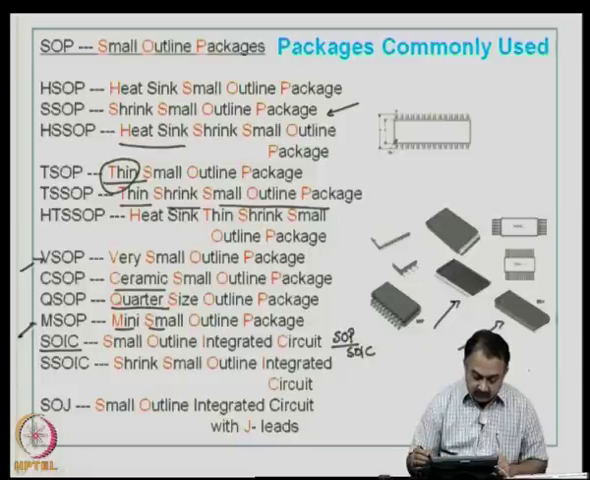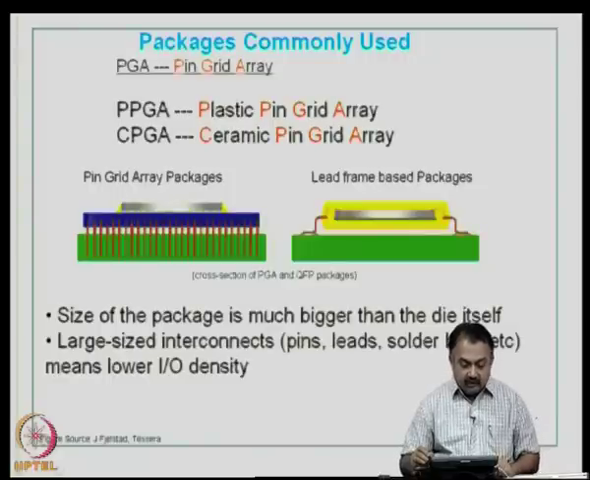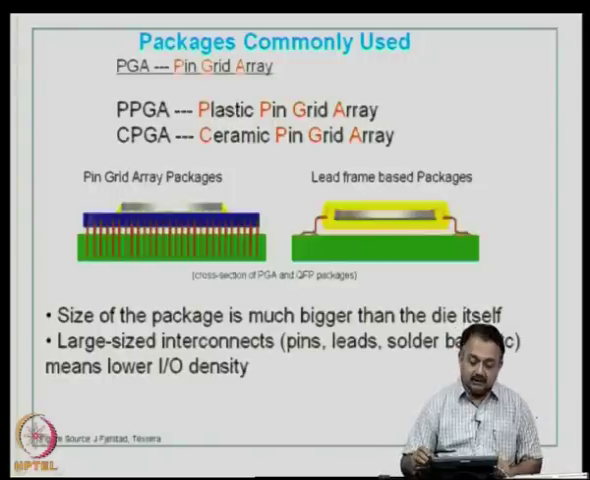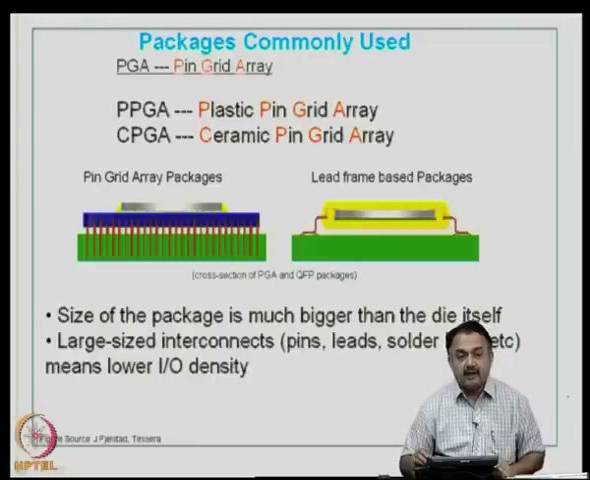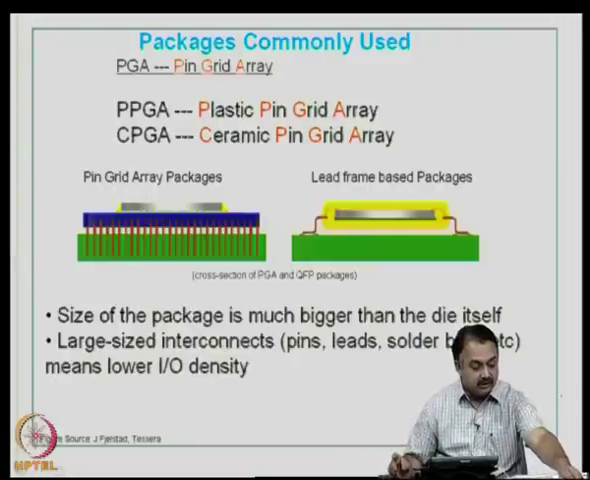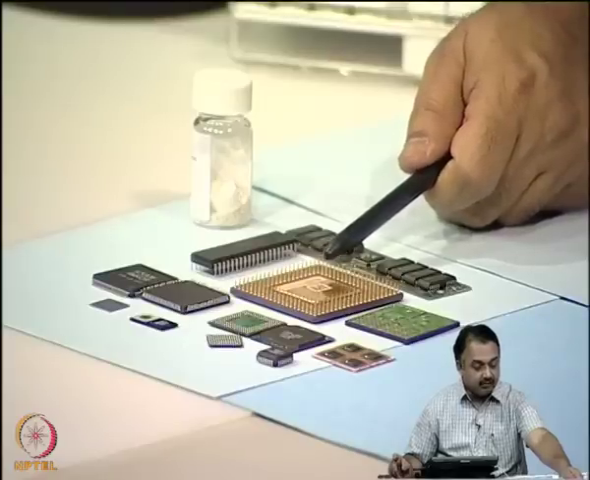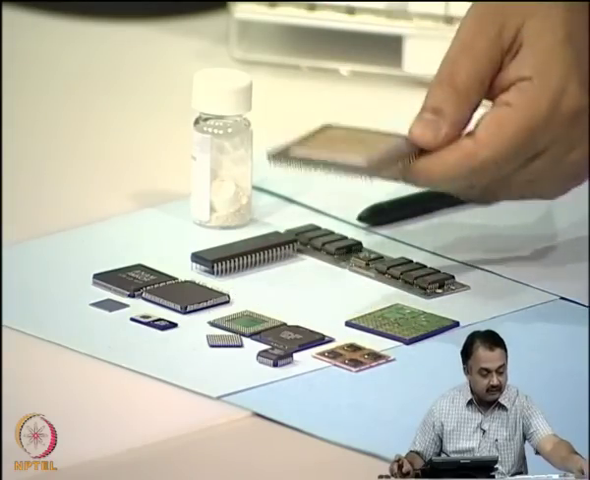Then you have SSOIC and SOJ with J leads. Then comes the pin grid array packages, which provided packages with very large pin count and a very large die size, and usually these were very heavy. As you can see from this picture again, I have shown this Intel processor. This is basically very large and very heavy.